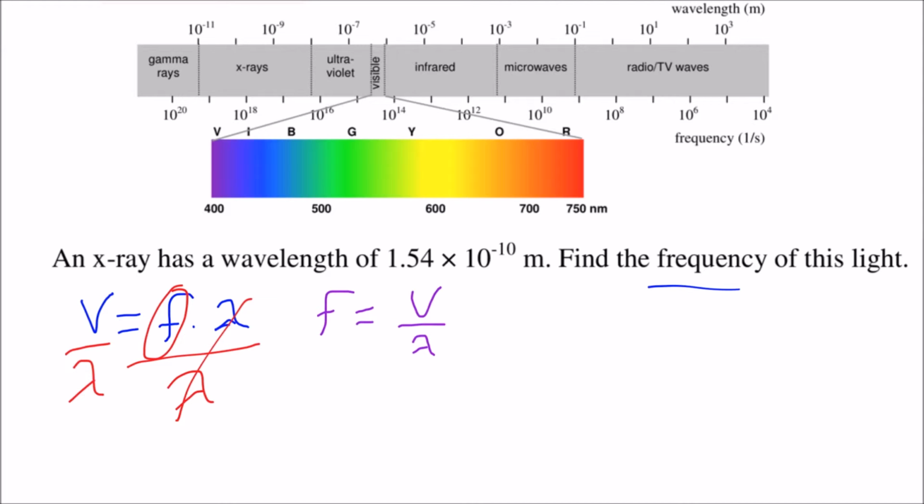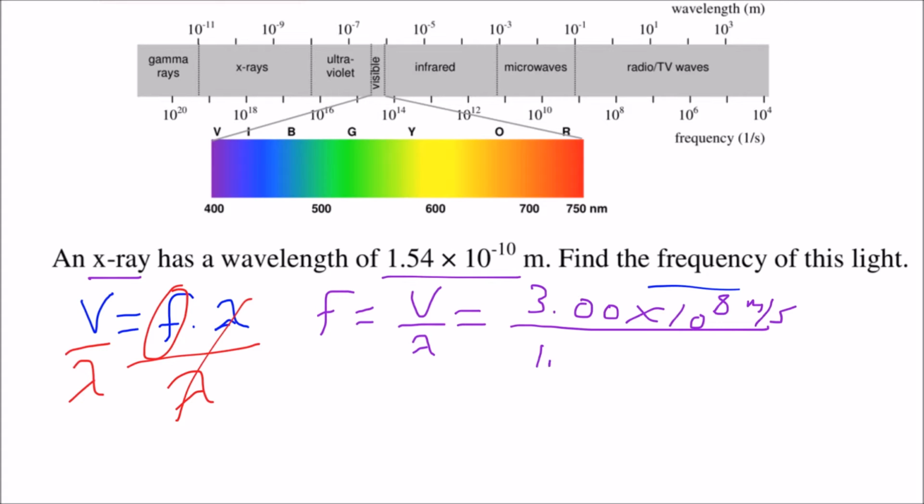Okay, X-rays. X-rays are part of this electromagnetic spectrum. Here they are right here, and all of these move at the speed of light, like I said a minute ago. So the speed here is going to be the same as it was just a minute ago, 3.00 times 10 to the 8th meters per second. And then the wavelength is the one they give us up here in the problem, 1.54 times 10 to the negative 10th meters. And since we're solving for frequency, our unit should be hertz.